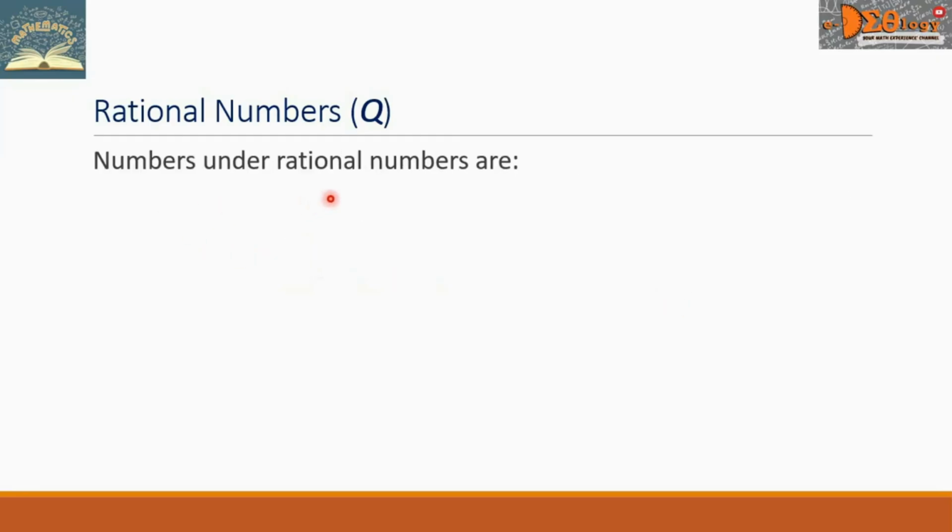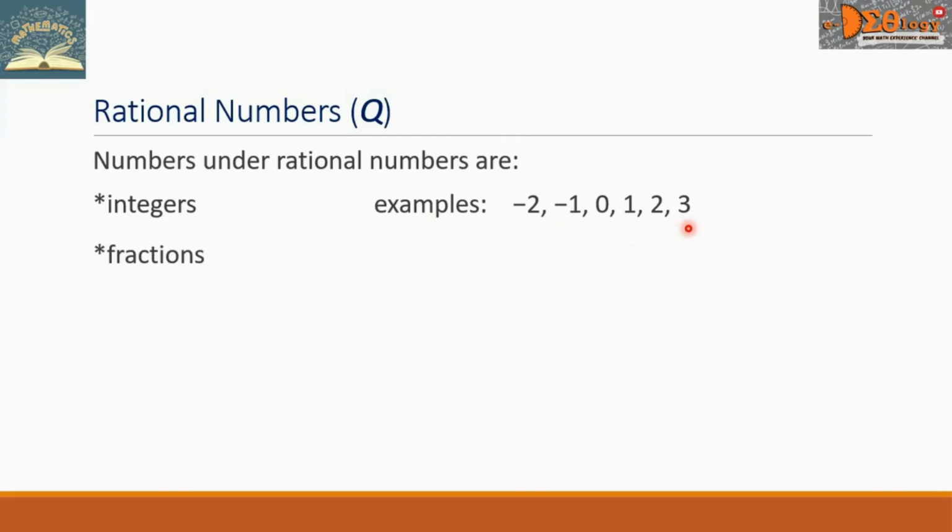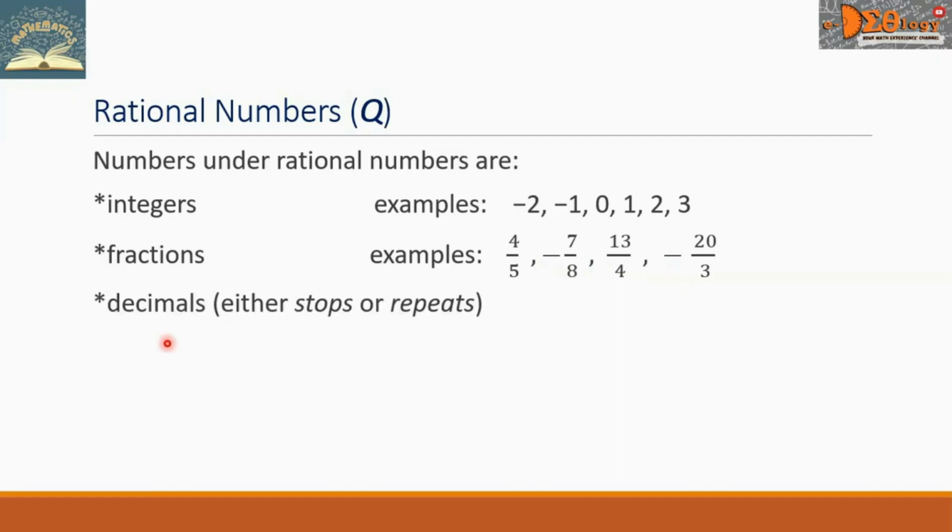Numbers under rational numbers are integers. We have some examples: -2, -1, 0, 1, 2, 3. Fractions. Examples: 4 over 5, -7 over 8, 13 over 4, -20 over 3. The decimals. But these decimals must be either stops or repeats.